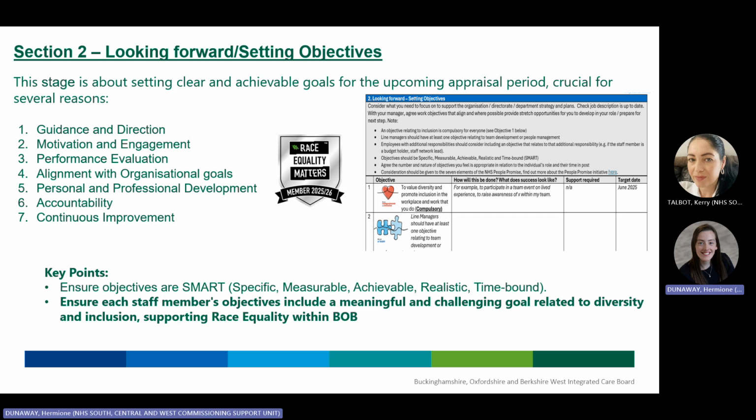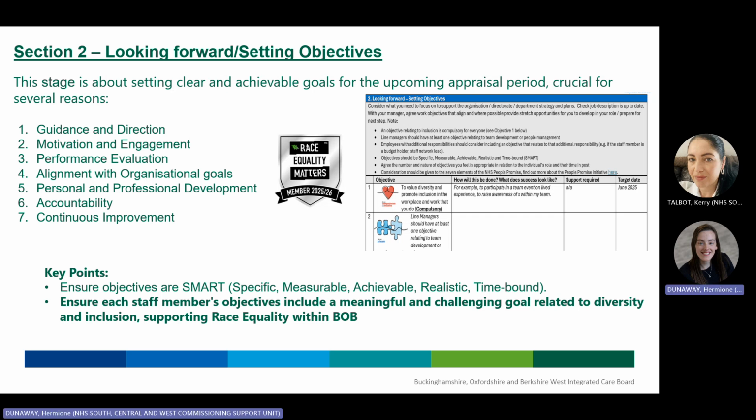Continuous improvement. Regularly setting and reviewing these objectives encourages a culture of continuous improvement for staff. It allows for ongoing assessment and adjustment of goals to ensure they remain relevant to their role and they are achievable within the scope of their role.